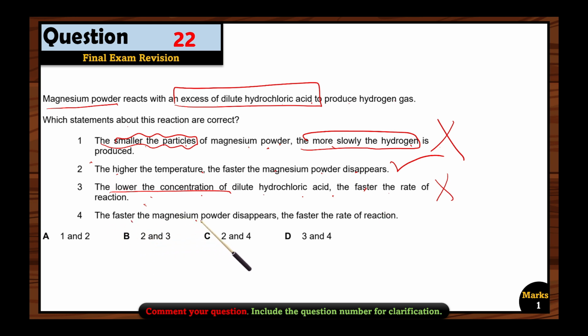The faster the magnesium powder disappears, the faster the rate of reaction. Yes, that's right, because magnesium is actually your reactant. The more the speed of the disappearing of the magnesium powder, it means the rate of reaction is faster. That's why it is converted into product quickly. So option 2 and option 4 are the right options. That's option C.